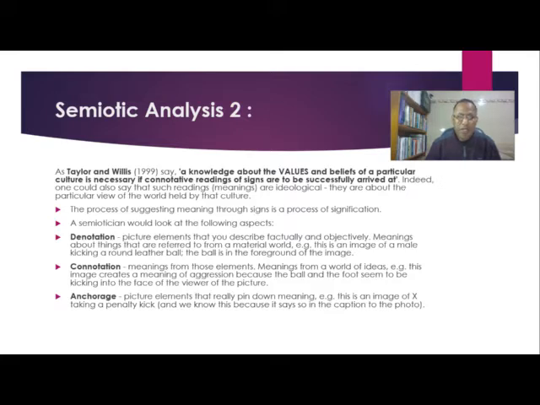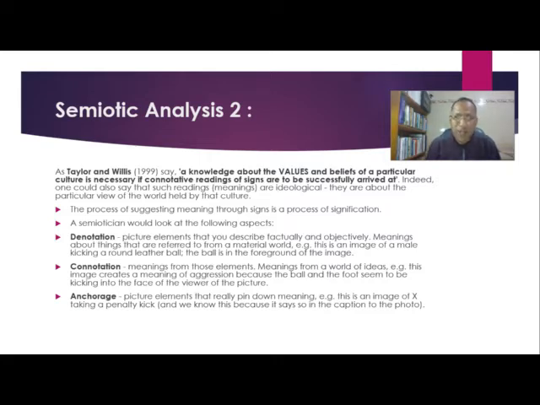Denotation means picture elements that describe factually and objectively the meanings of things that are referred to from the material world. For example, this is an image of a male kicking a round leather ball. The ball is the foreground of the image. Simply put, denotation means explicit meaning: what you see in the picture, in the photo, or in the text.